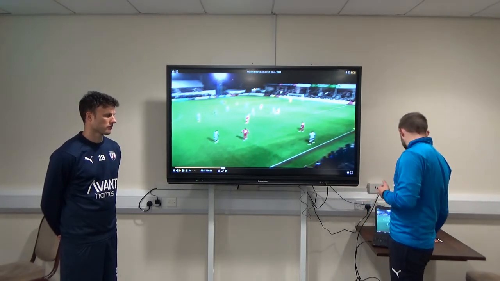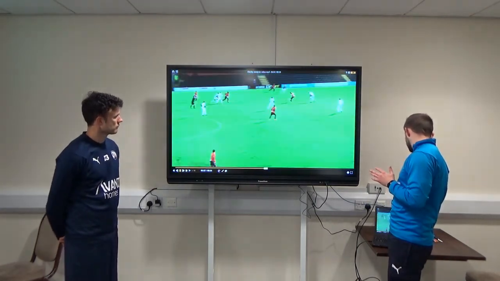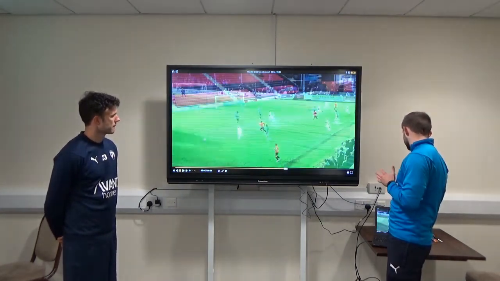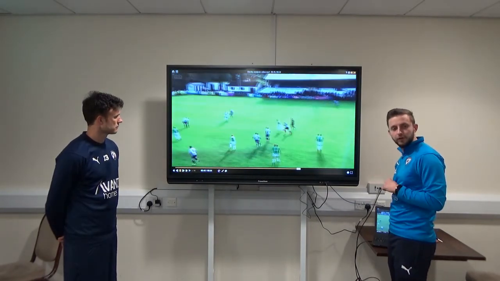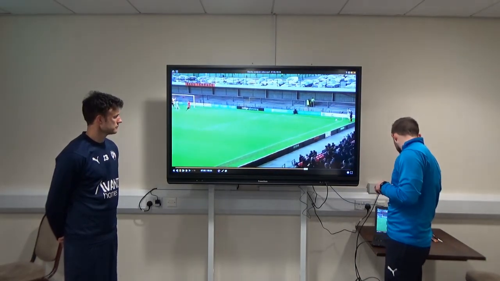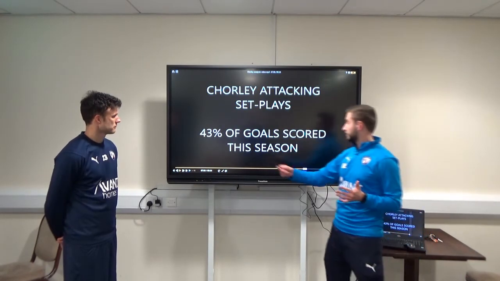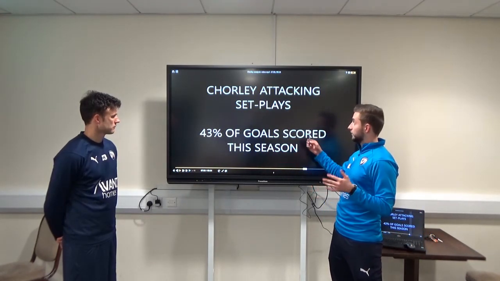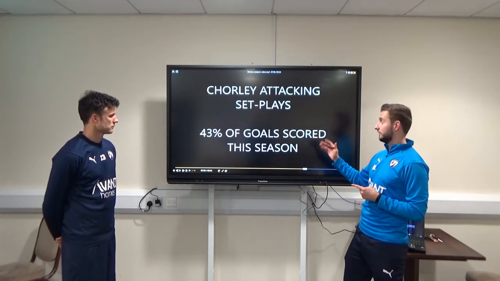And then finally, after I've gone through all the strengths and weaknesses, we'll focus a bit on set plays, which is a massive thing in football because it can account for roughly 30% of the goals that occur during a football game. I'll just give them a bit of basic information. So Charlie, 43% of their goals scored this season have come from their own set plays, which is a massive amount, so this is a massive strength for them.